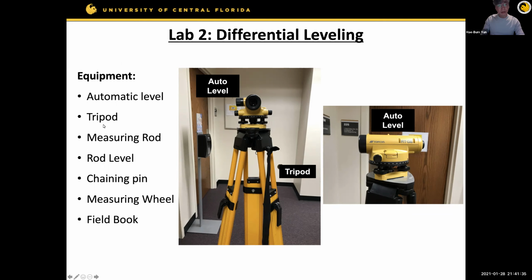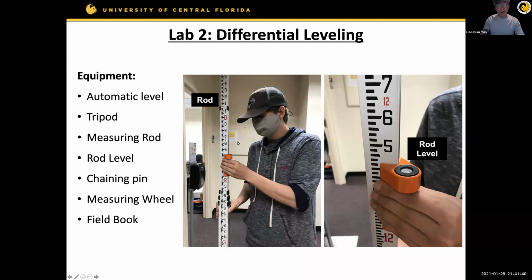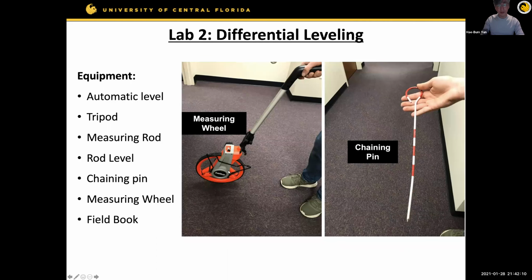Also, we're going to use a measuring rod, which is something like this. The rod should always be perpendicular, so the rod level will be used to make sure that the rod is perpendicular to the ground. And also we're going to use a chaining pin, measuring wheel and field book. This is a photo of the measuring wheel and a chaining pin.